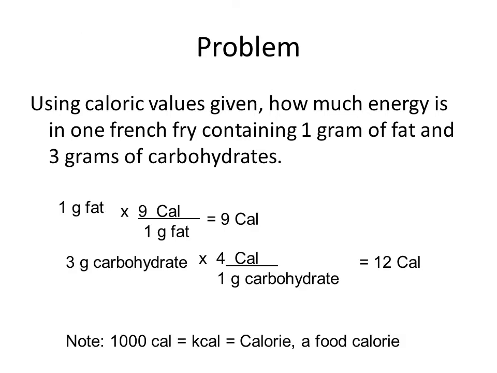One French fry has 1 gram of fat and 3 grams of carbohydrate. Well, we start with the amounts of the nutrients, and then we do a conversion based on our rough estimates. So 1 gram of fat will hold 9 food calories. 3 grams of carbohydrates will hold 12 food calories. The two of those together give us 21 food calories.